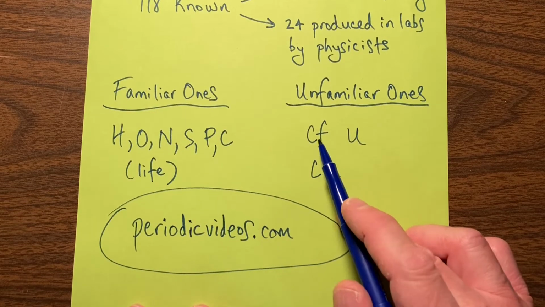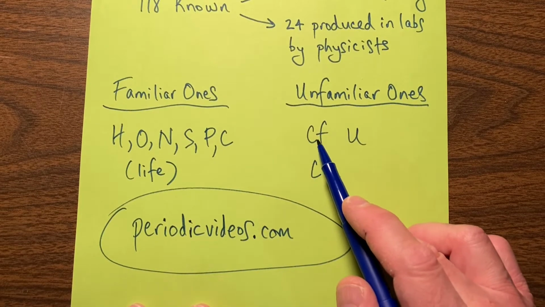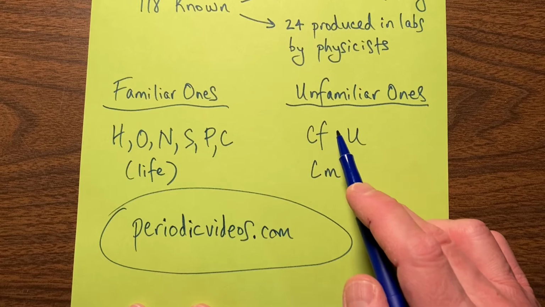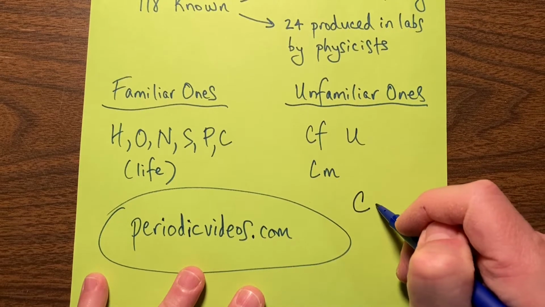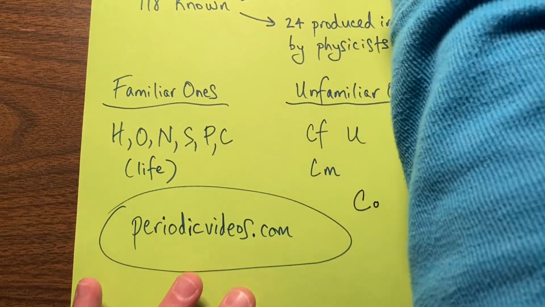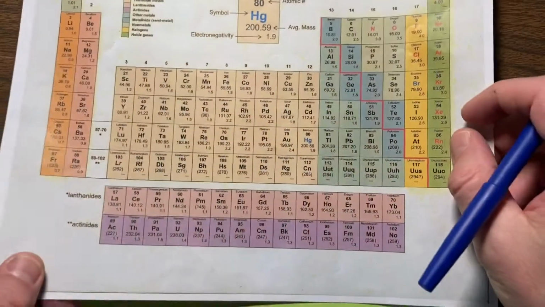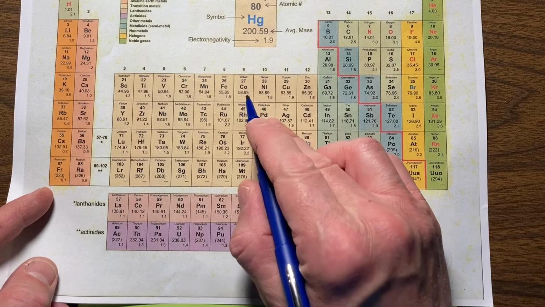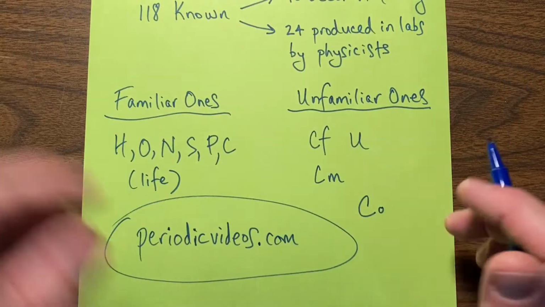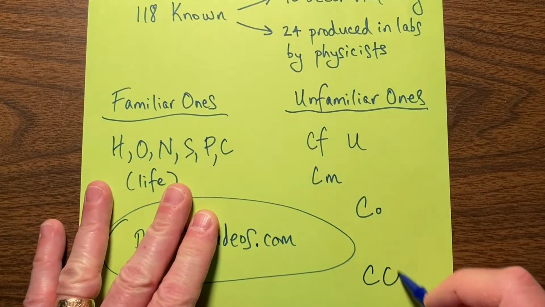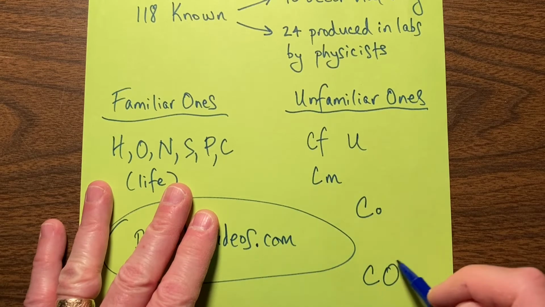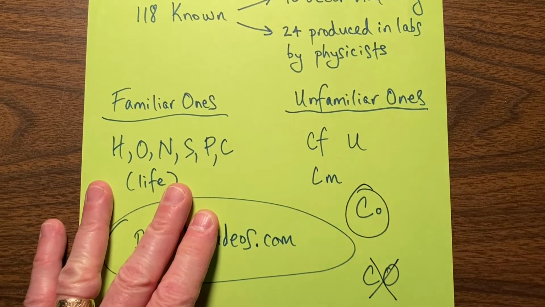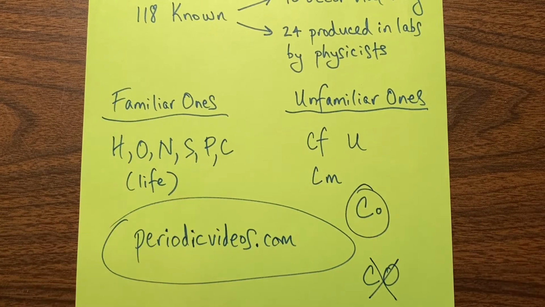You'll notice that whenever you write an element symbol, if it's a single letter, it's always capitalized. If it's 2 letters, the first letter is always capitalized and the second one is not. There's an element called cobalt that has a symbol capital C, small o, this one here. But if you didn't make the second letter lowercase, like some people write, that's carbon monoxide. That's a compound. This is cobalt, the element. So you have to be careful in how you write these things.